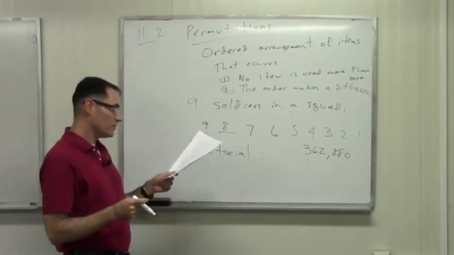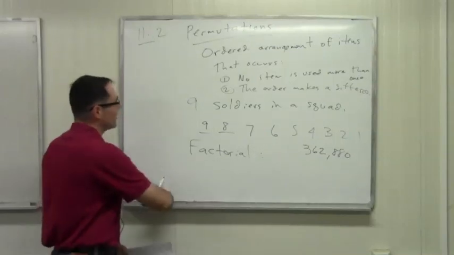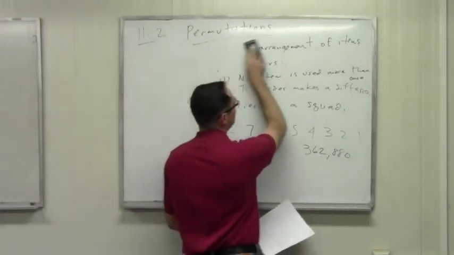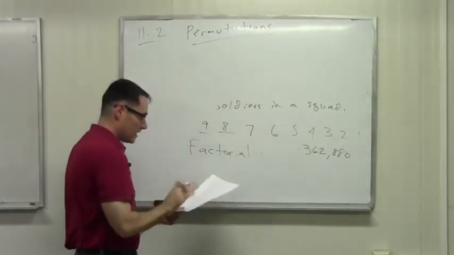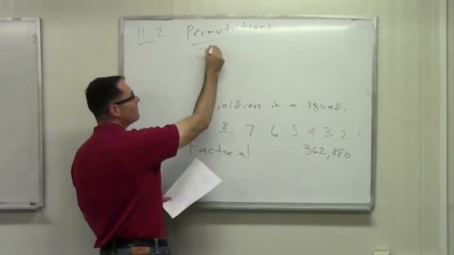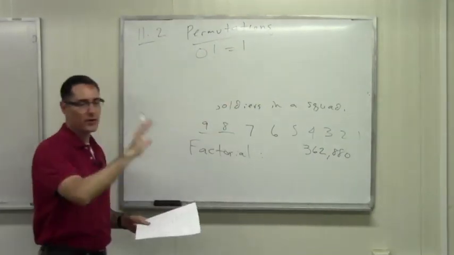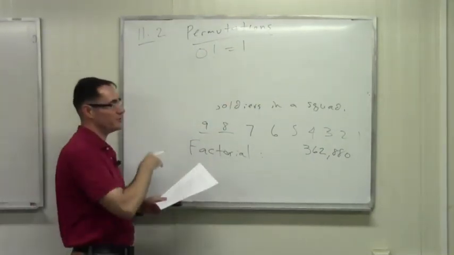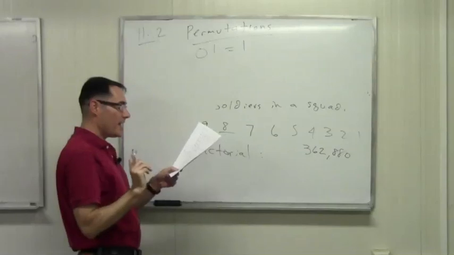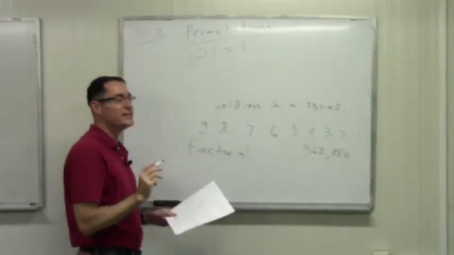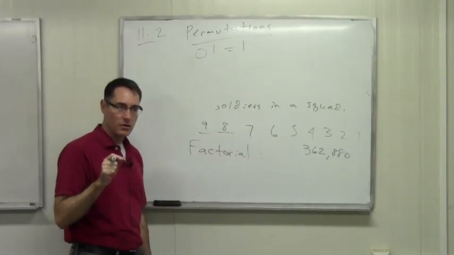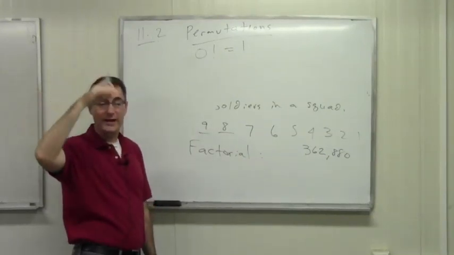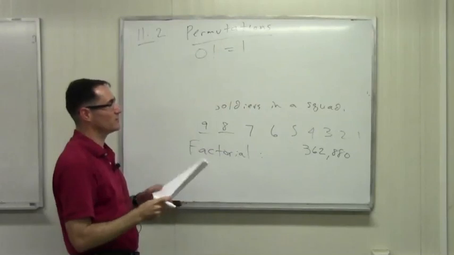And we have this factorial notation. Let me write factorial notation right up here. If we have 0 factorial, we just call that 1. It's another one of those special cases. Generally, you won't have to worry about that. If n is a natural number, what did we say natural numbers were? 1 through infinity, right? Not negatives. You can't do factorials of negative numbers.